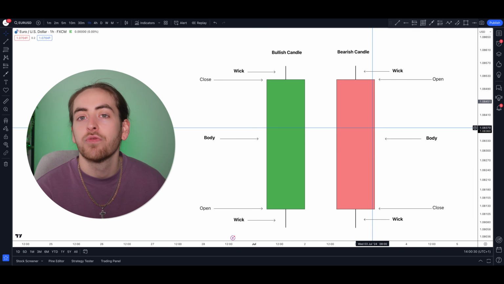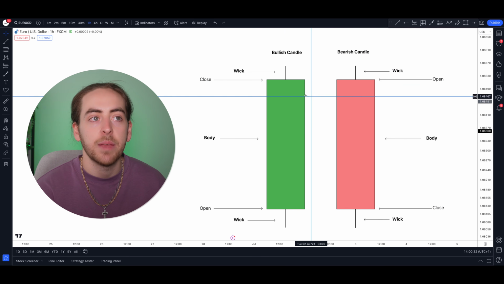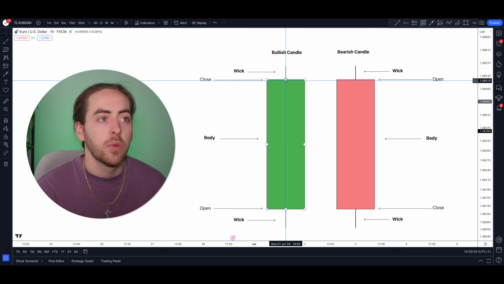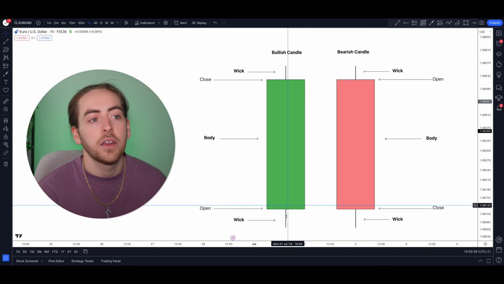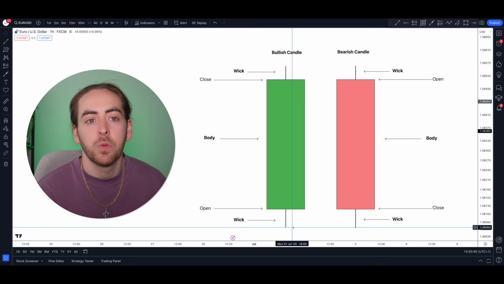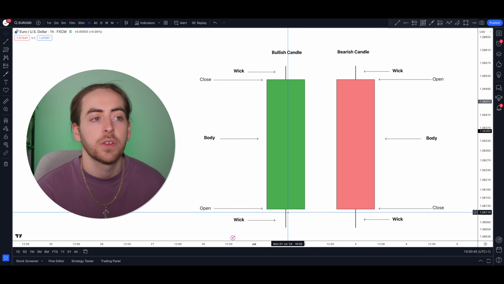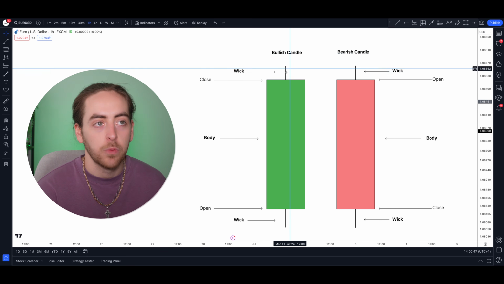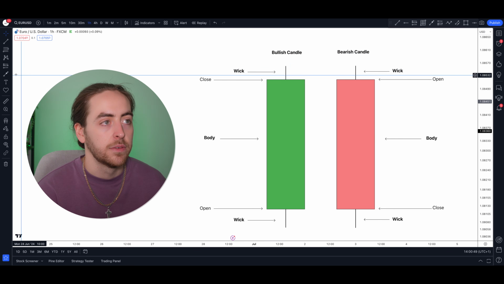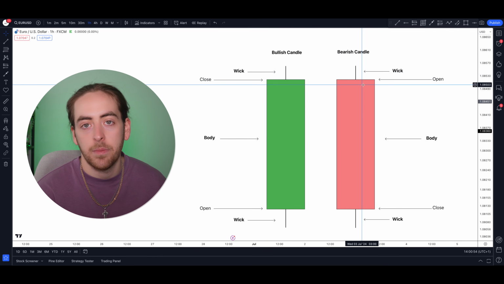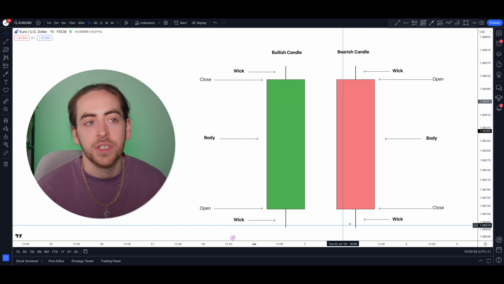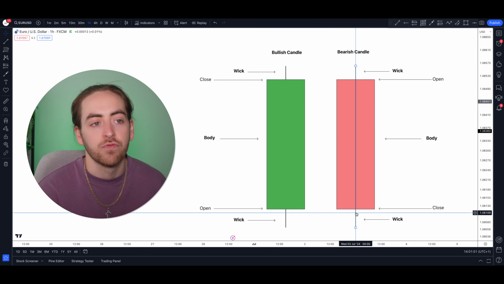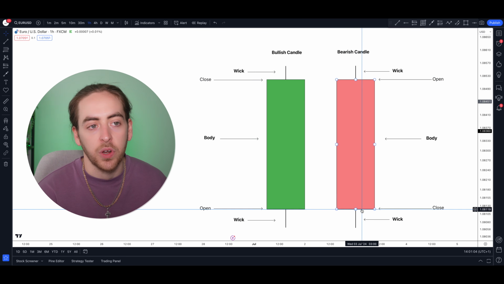Now the wicks show rejected pricing, which simply means that within this hour, the market attempted to go higher towards 1.08560, and it also attempted to go lower into 1.0865. However, the market failed to close this low or this high, which means this pricing was rejected. The bearish candle is exactly the same. The wicks are just showing attempted price ranges, but the market didn't close down here or up here. It first returned back to this level before closing.